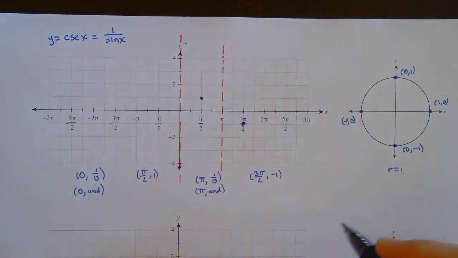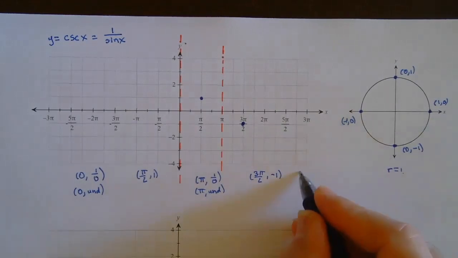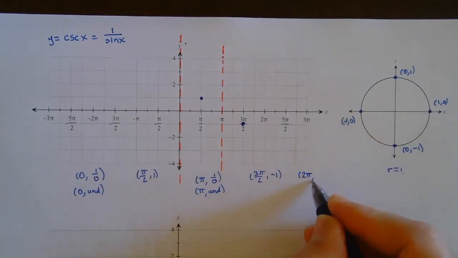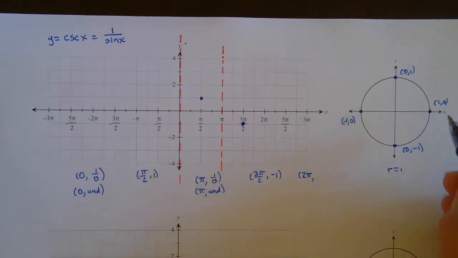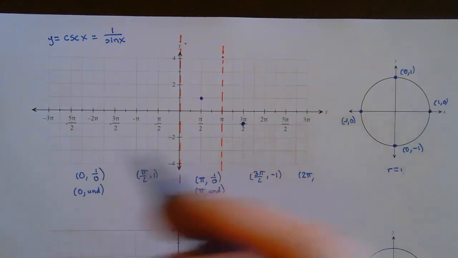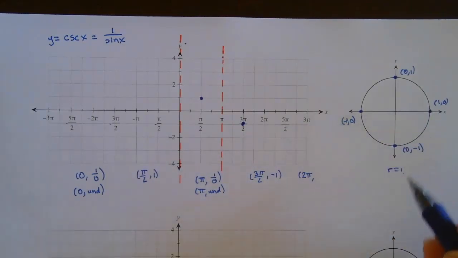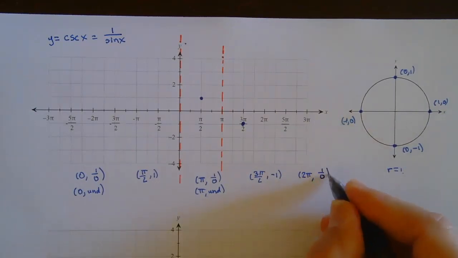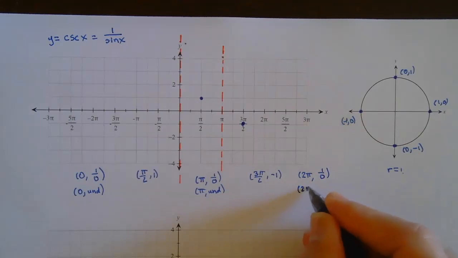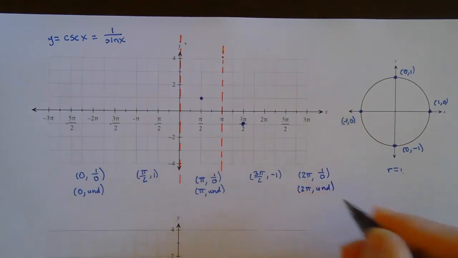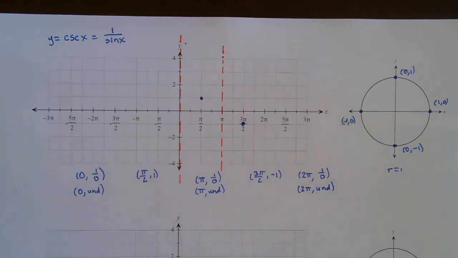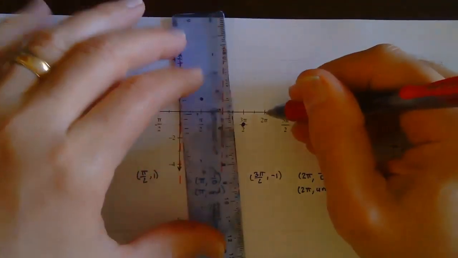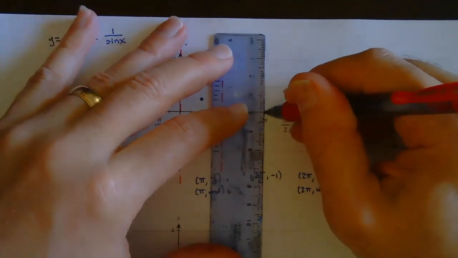And then 2 pi, right? We're back to 2 pi. Back where we started, right? And sine is y over r, right? So cosecant is r over y. That'd be 1 over 0, which is undefined. So at angle 2 pi, the cosecant ratio is undefined. We can't get an answer to it, right? And that means we have a vertical asymptote.